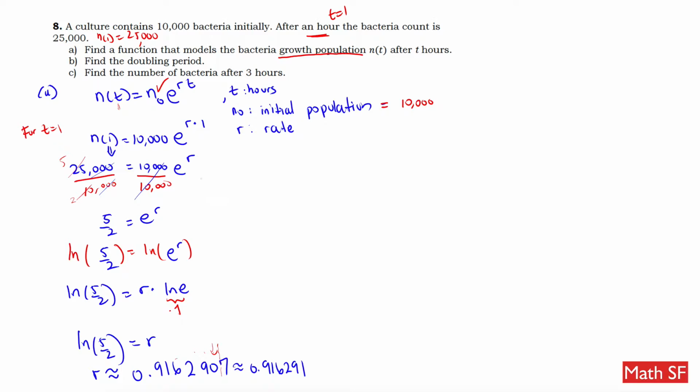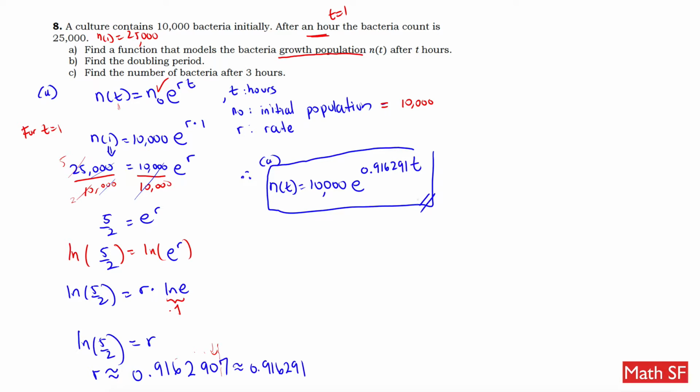So therefore, the answer for A: the function that models that will be N of t equals N naught, which we know is 10,000, times e to this value of r that we just found, 0.916291, times t. So that will be the function that models this exponential growth.